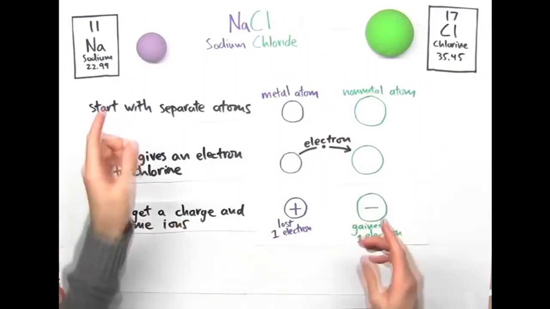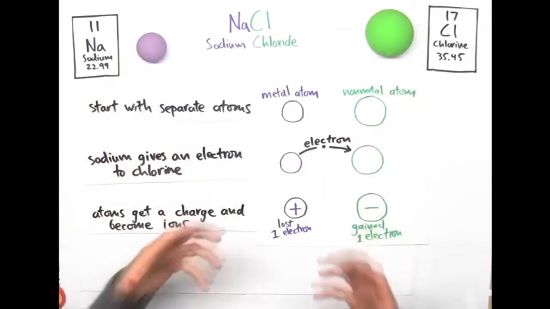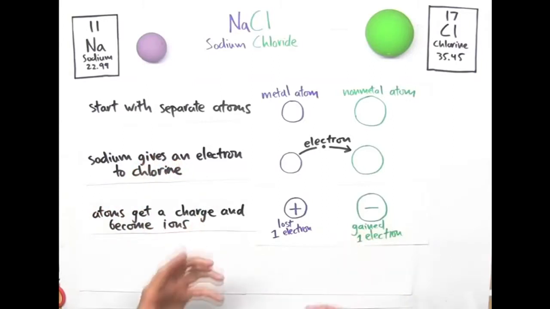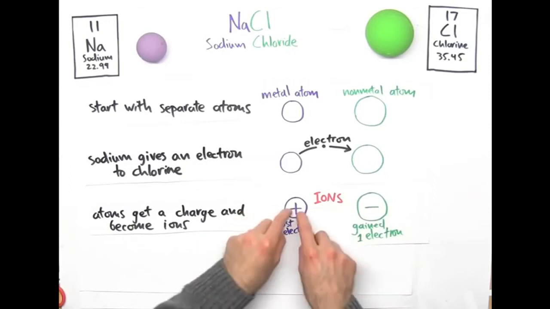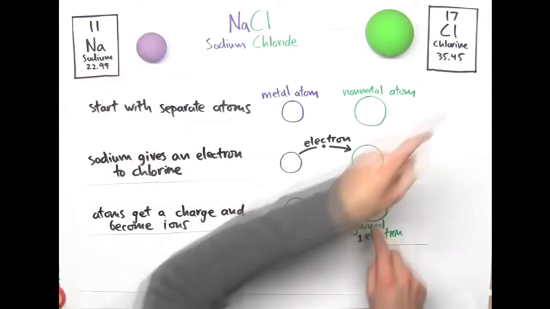So now, these two atoms take on electrical charges. And what do we call atoms that have charges? We call them ions. This one's a positive ion, sodium becomes positive, chlorine becomes negative.